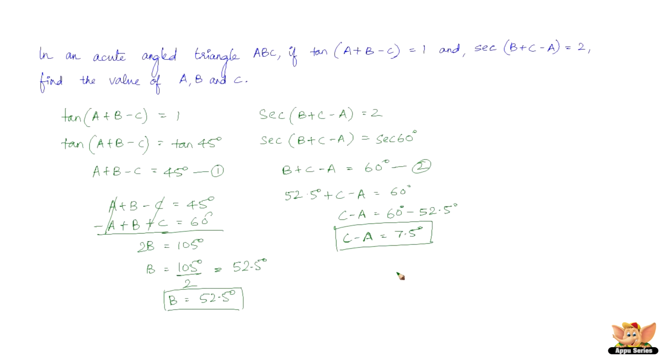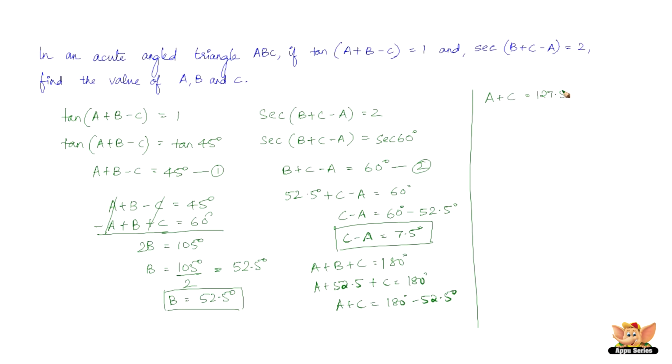Now also in triangle ABC, we've got the sum of the three angles equal to 180 degrees, right? So say for example, we have something like this. A + B + C equals 180 degrees, and we have A + 52.5 + C equals 180 degrees. So we have A + C equals 180 degrees minus 52.5 degrees, which is 127.5 degrees.